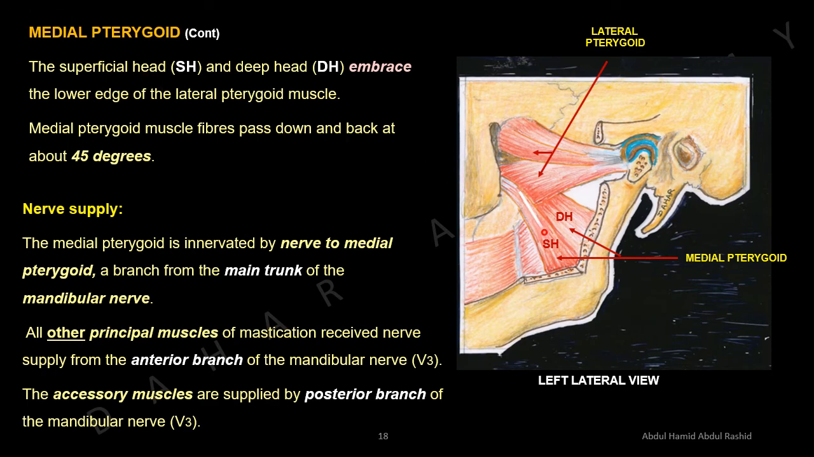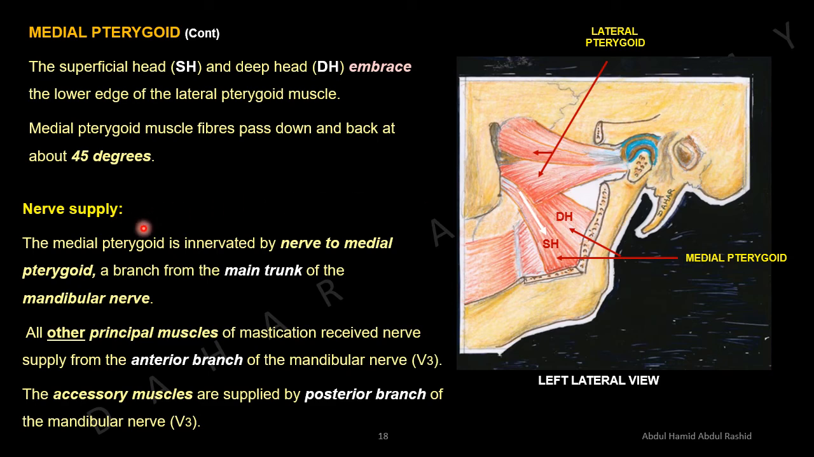Look at the diagram again. The superficial head and deep head of the medial pterygoid muscles embrace the lower edge of the lateral pterygoid muscles. You can see here superficial head and deep head of medial pterygoid muscle embrace the lower edge of the lateral pterygoid muscles. Medial pterygoid muscle fibers pass downward and backward at an angle of about 45 degrees.